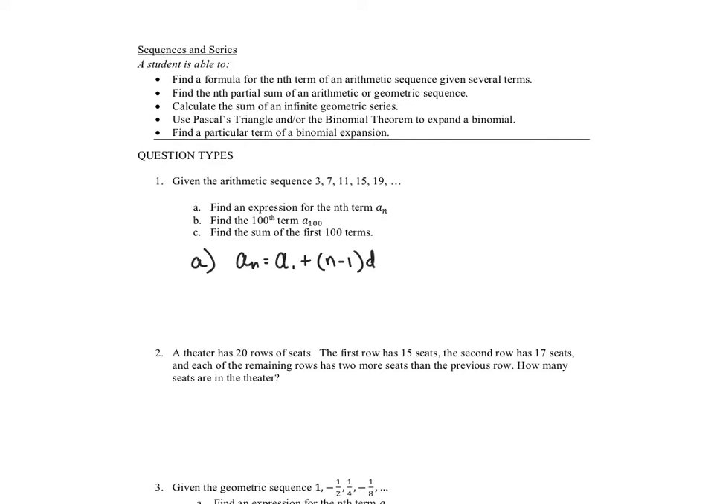Now the common difference is whatever number is being added or subtracted to each term. And that's 4. And the first term obviously is 3. So if we use the formula, that would be our nth term, 4n minus 1.